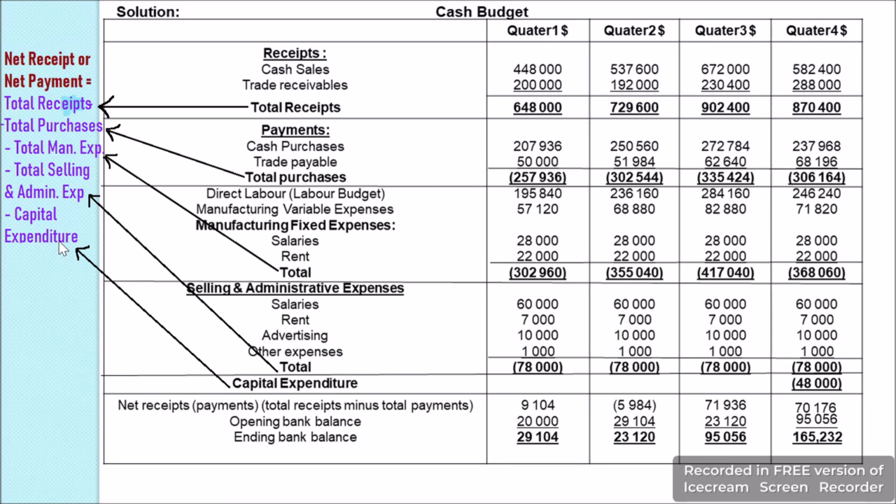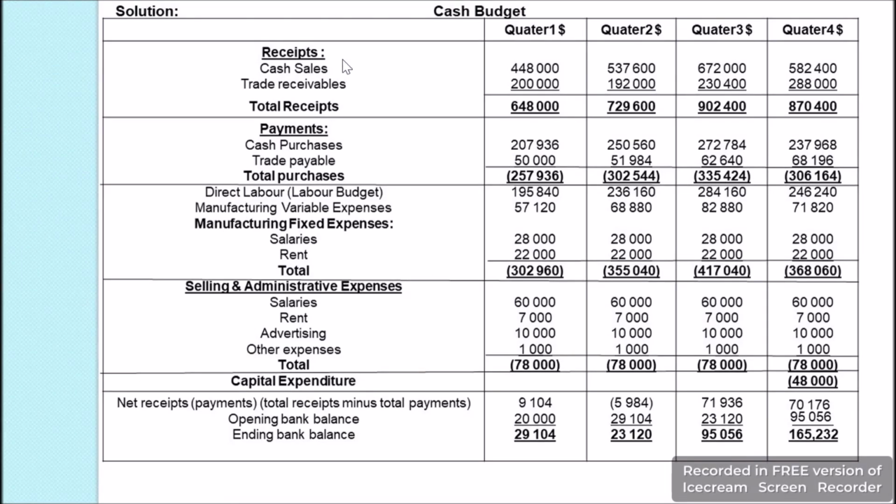So once we do this, we find that if the value we get is positive, that means the total receipts are more than all the other total payments. Hence we have the net receipts. If the total payments are more than the total receipts, we get the negative value.